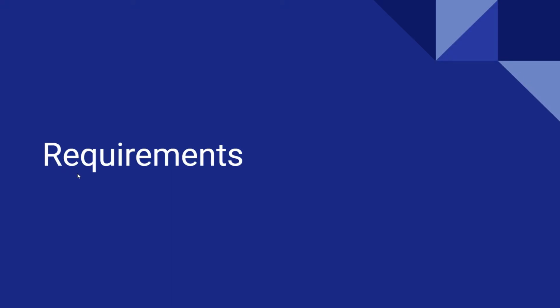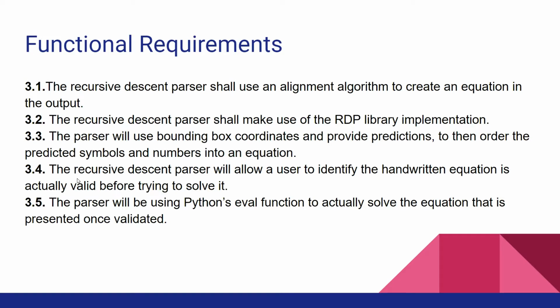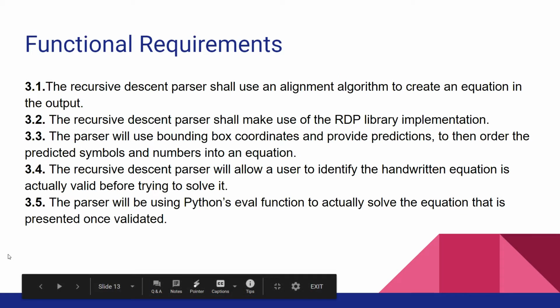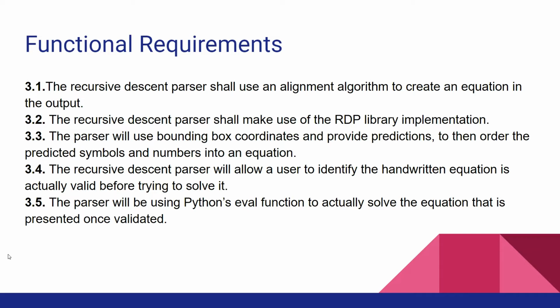The requirements. So we have some functional requirements. Functional requirements include that the recursive descent parser shall use an alignment algorithm to create an equation in the output. It also shall make use of the RDP library implementation. The parser will use bounding box coordinates and then provide predictions to then order the predicted symbols and the numbers into an equation. The parser will allow a user to identify the handwritten equation is actually valid before it tries to solve it. And also the parser will be using Python's eval function to actually solve the equation that is presented once validated.